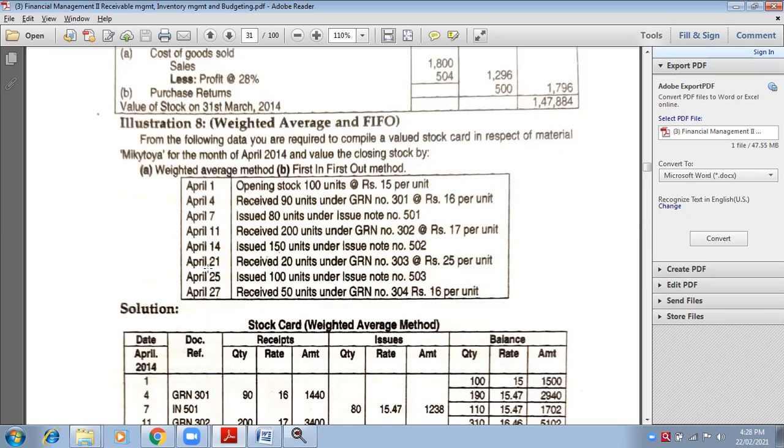Receipt column nil, issue column nil. Now tell me how much do you have in your closing balance, closing stock? How many slots do we have? Ma'am, three. 3 slots. So as it is, copy down. 60, 17, 1020, right? Yes, ma'am. Next, 20, 25, 500. This is the second slot. And the third slot, 50, 16, 800.